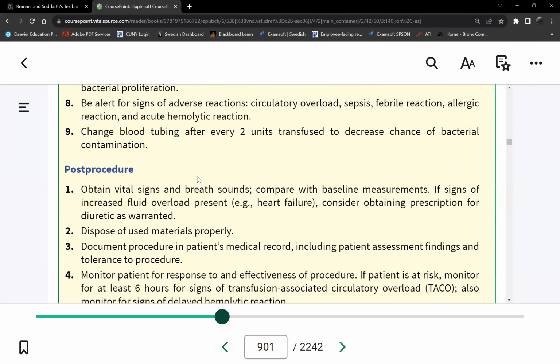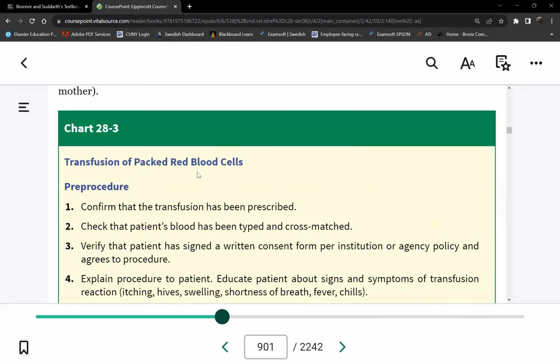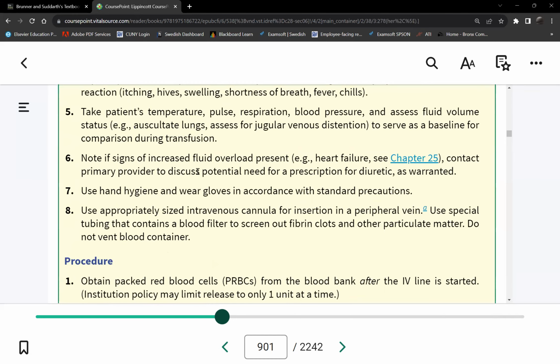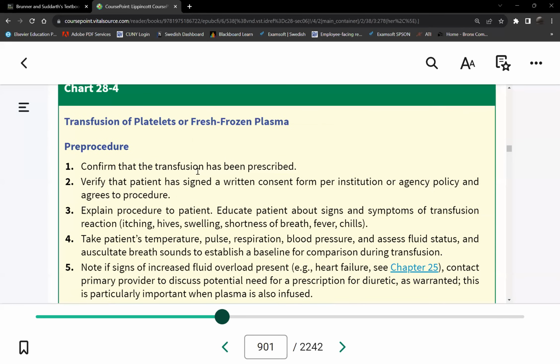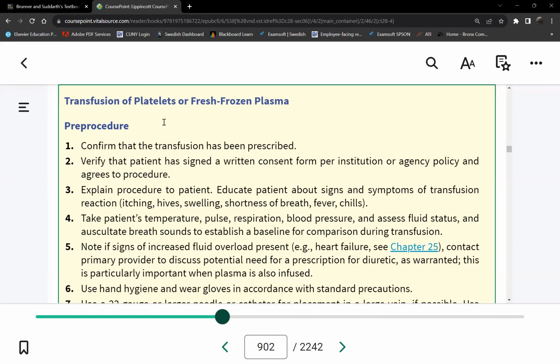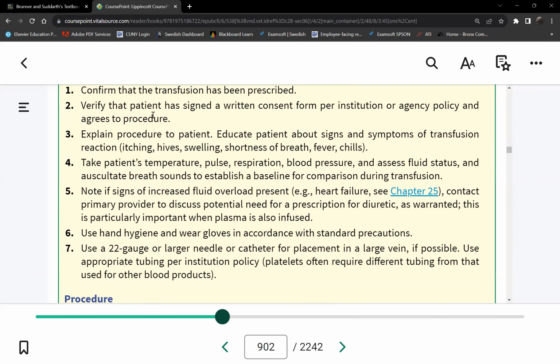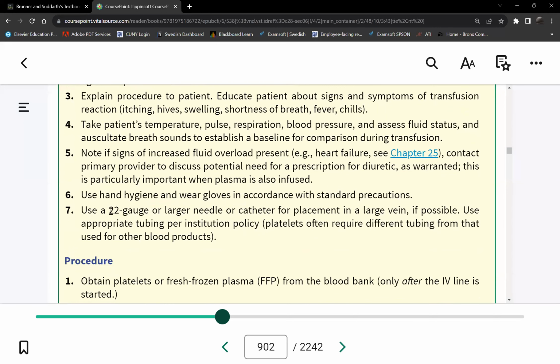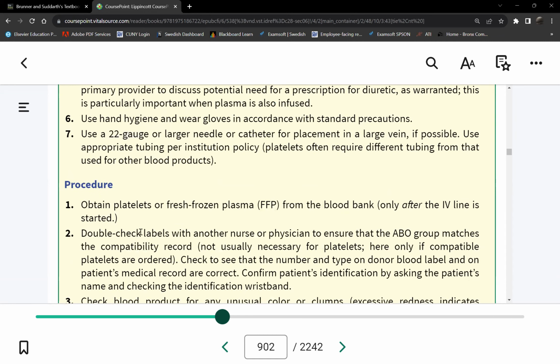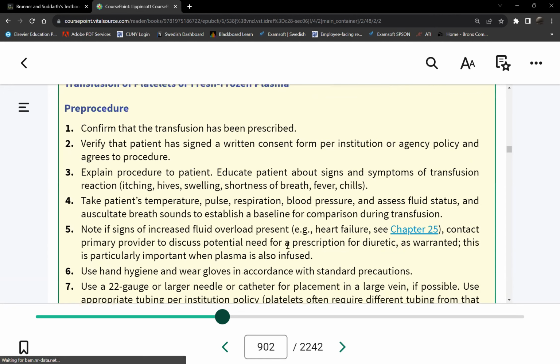Any question about packed red blood cells? This is just the packed red blood cells. Any questions? Very good. Let's go to platelets and plasma now. Chart 28-4. The first part is really the same, okay? I know this says 22 gauge. I would never give any blood product with a 22. I would still stick with a 20. So you still do consent, blah, blah, blah.